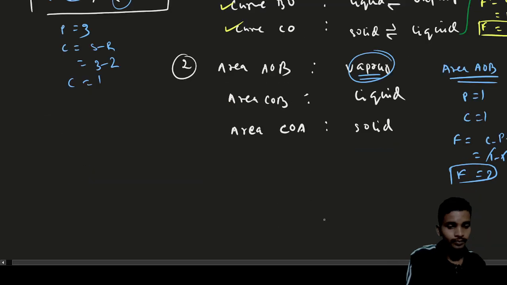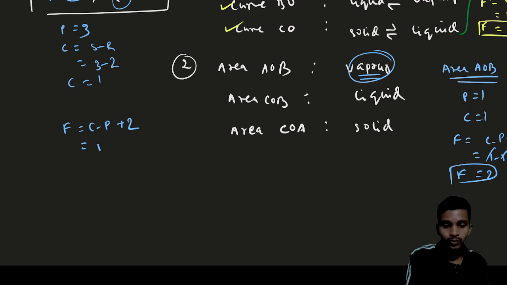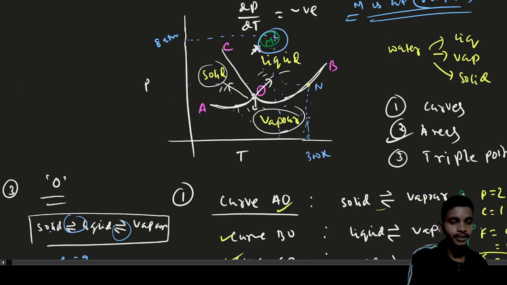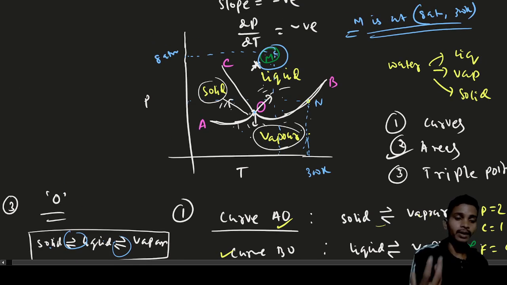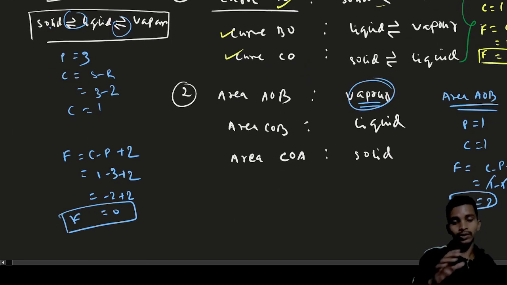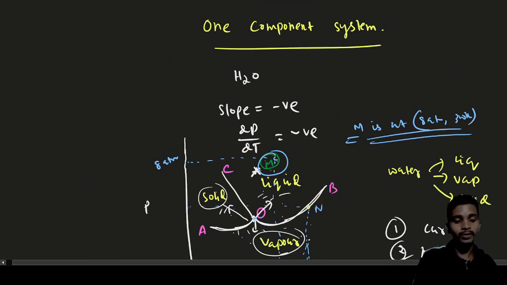So R is equal to 1, so C equal to 1, and F is C minus P plus 2. C is 1, and P is 3, so 1 minus 3 plus 2, that is minus 2 plus 2, which equals 0. So F is 0. It means that if any object is present at the triple point O, then this value is fixed. We do not need any variables to explain it.